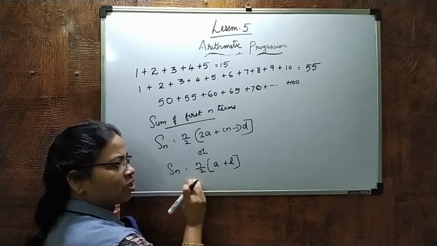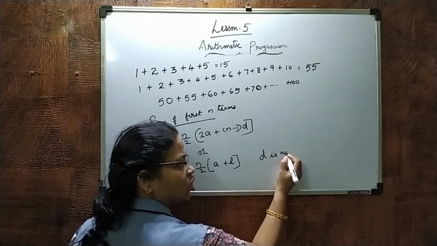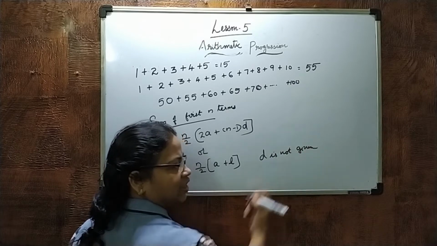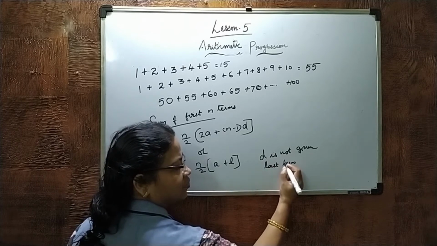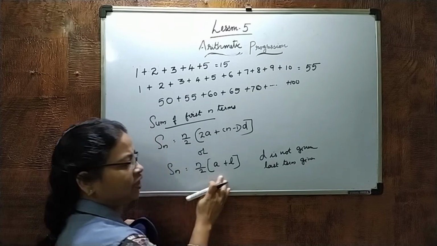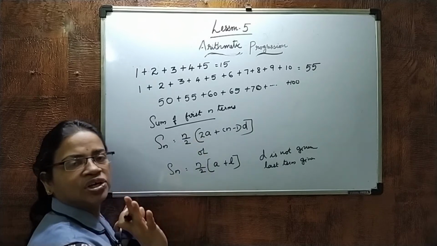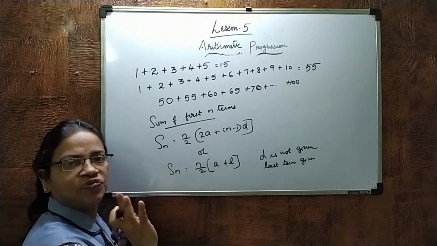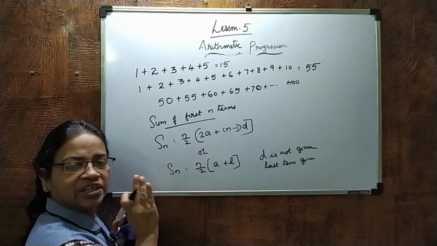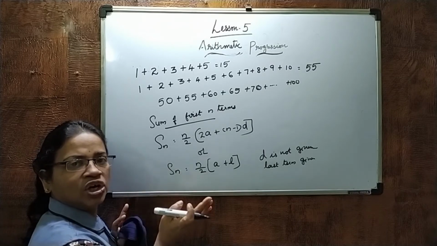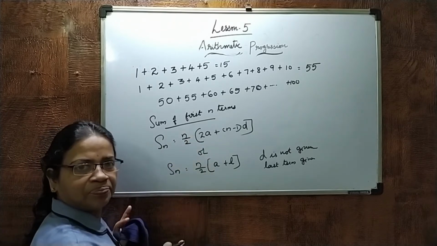We can use the second formula when the common difference d is not given, and the last term is given. Otherwise, if the first term, common difference and n are given, you can find the sum. Sometimes they won't give you n. Then you have to find it first using an is equal to a plus n minus 1 into d. Find the nth term and then apply it here. You will get the sum.